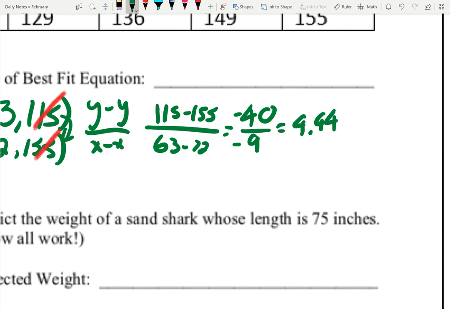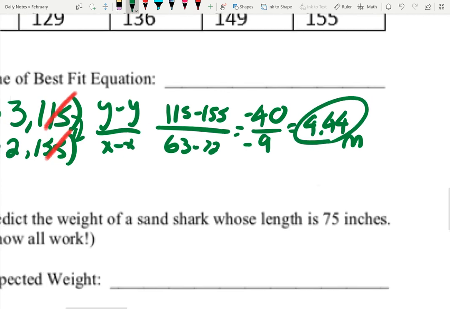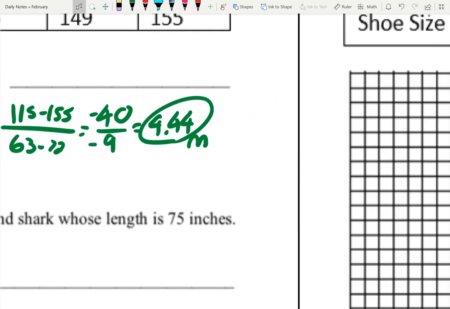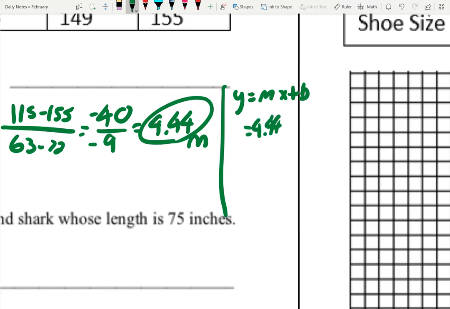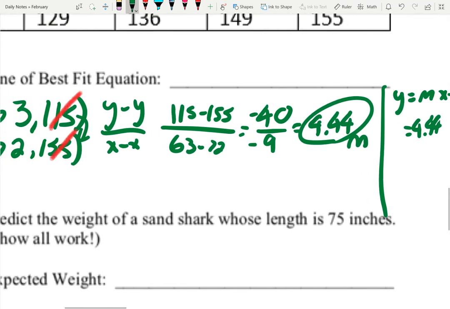We'll just round it to that. Remember, this is my m value, right? So that's my m value. M is equal to 4.44. Now we have to find b. So remember, we take our equation, y equals mx plus b. I'm going to plug my m value in, my 4.44. Again, your m value can be different than mine. It's okay.